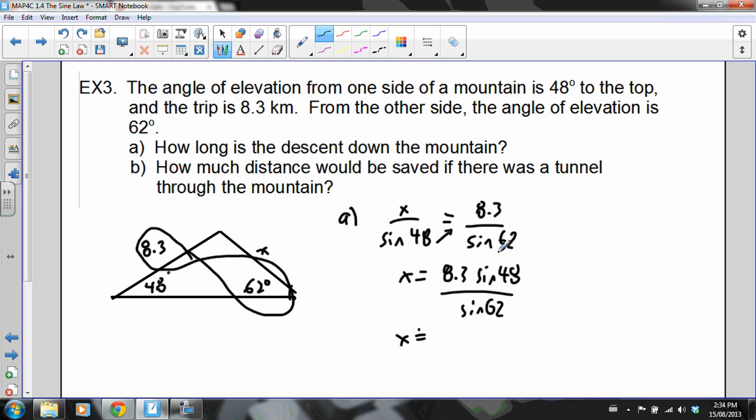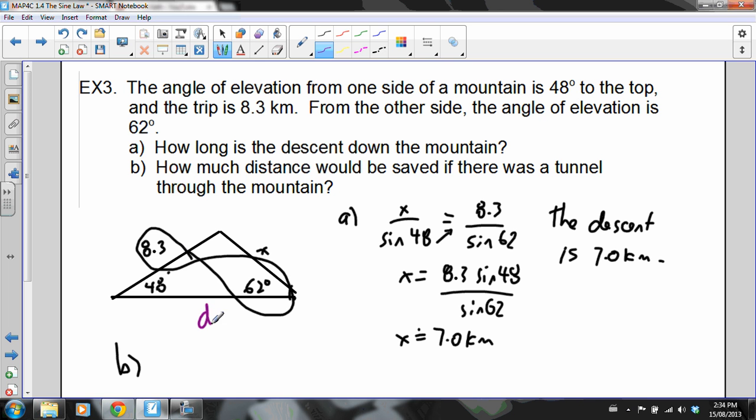Calculator work, 8.3 times the sine of 48 over the sine of 62, and I got about 7.0 kilometers. So word problem, word answer. The descent is 7.0 kilometers. B. How much distance would be saved if there was a tunnel through the mountain? So we can see up and down is the two things, the 8.3 and the 7.0 we just found, but we need to find this distance here. I'm going to mark that on there as D, and we got to find that.